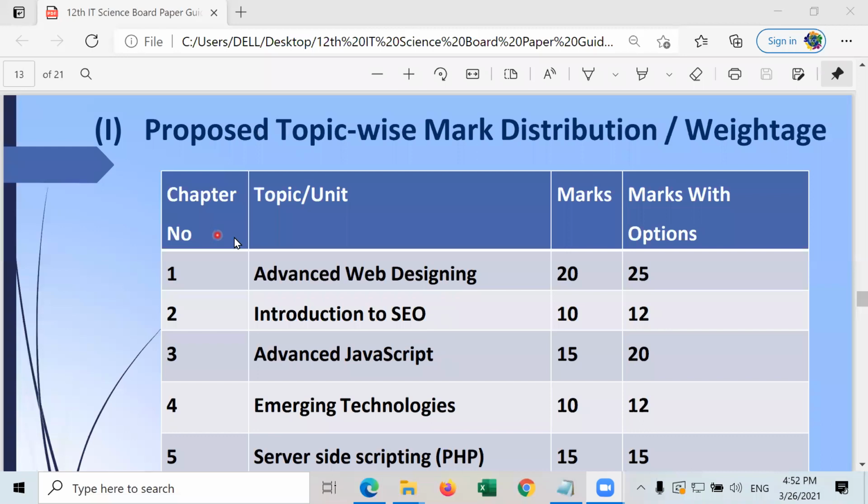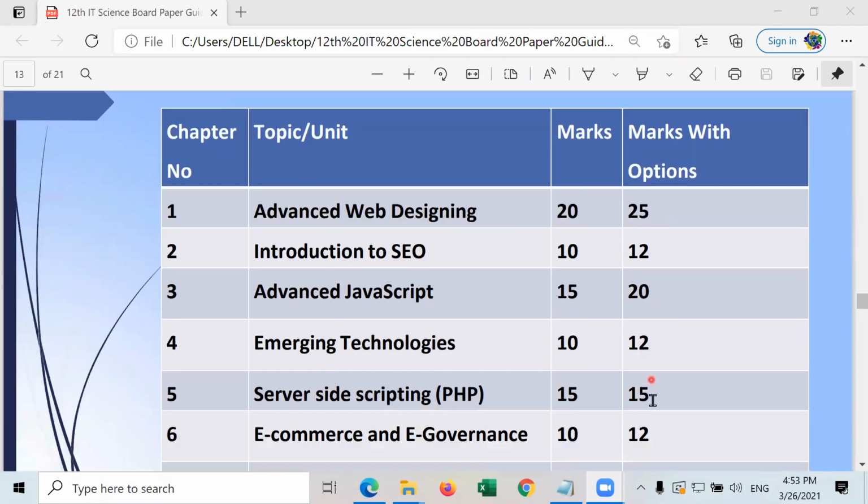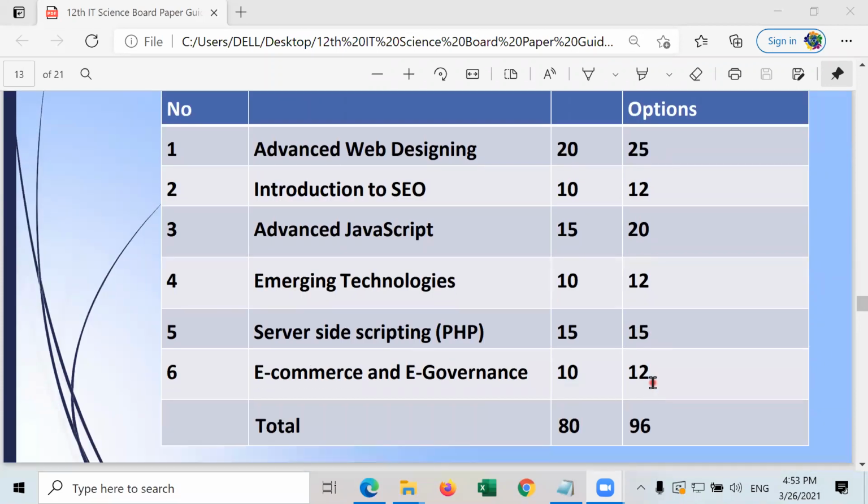Now, this is the topic-wise marks distribution. There are 6 chapters. Advanced web designing, the first chapter, carries the highest marks, 25 marks with options. Second chapter carries 12 marks. Third chapter carries 20 marks. Fourth chapter carries 12 marks. Fifth chapter carries 15 marks. And sixth chapter carries 12 marks. So the very first chapter carries 25 marks.